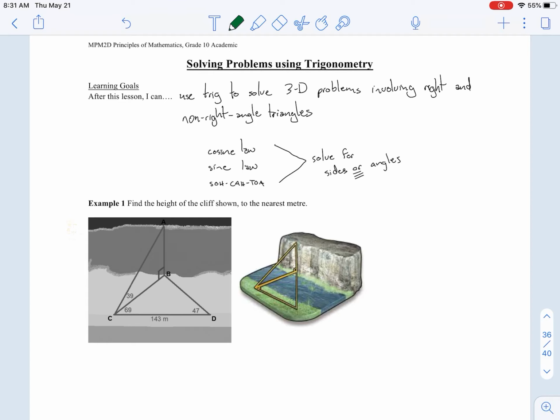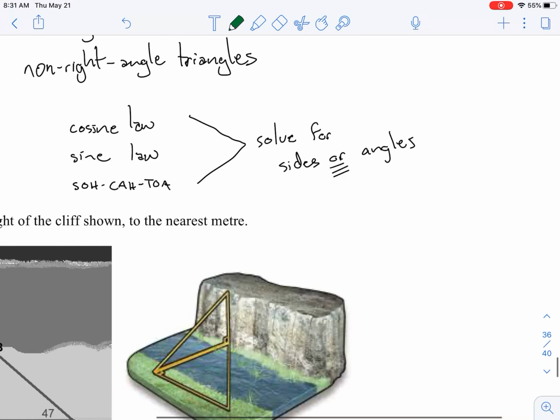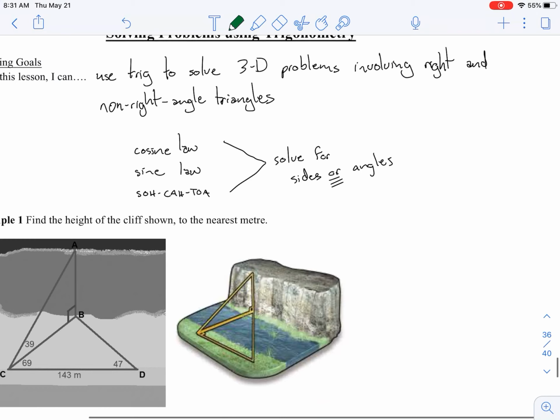So our three main components of trig we've learned so far would be the cosine law, the sine law, and SOHCAHTOA. And with all of those we want to be able to solve for side lengths in triangles, and we want to be able to solve for angles in triangles.